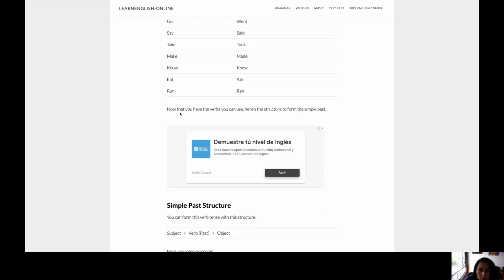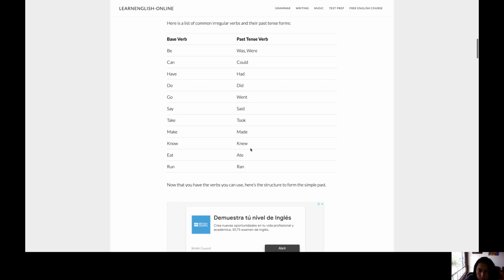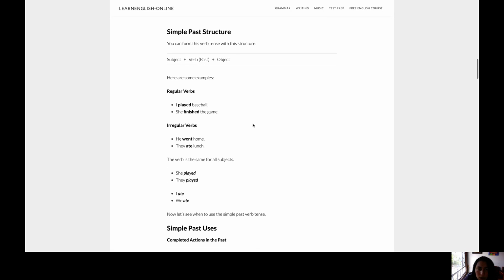Now that you have the verbs you can use, here's the structure to form the simple past. Entonces ya como tenemos un poco claro que hay unos verbos que cambian en la forma de pasado y hay otros verbos que simplemente al agregarles ed ya nos quedan en pasado, entonces teniendo eso en mente ya podemos comenzar pues a jugar y hacer oraciones con el simple past tense.